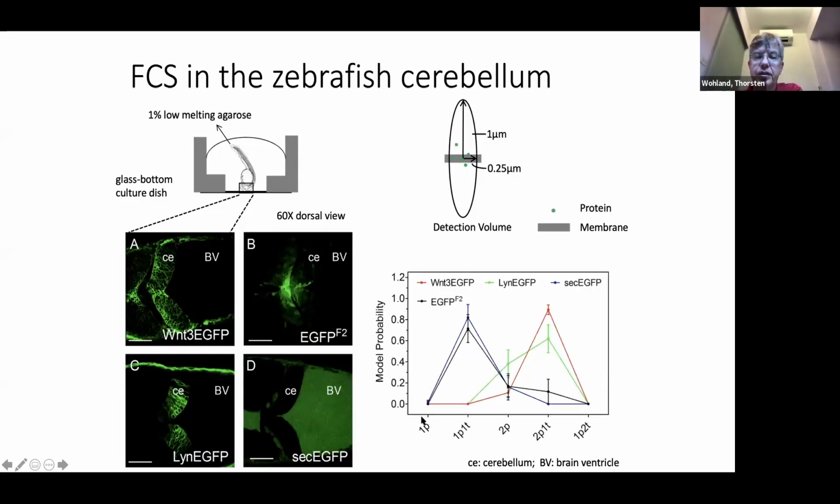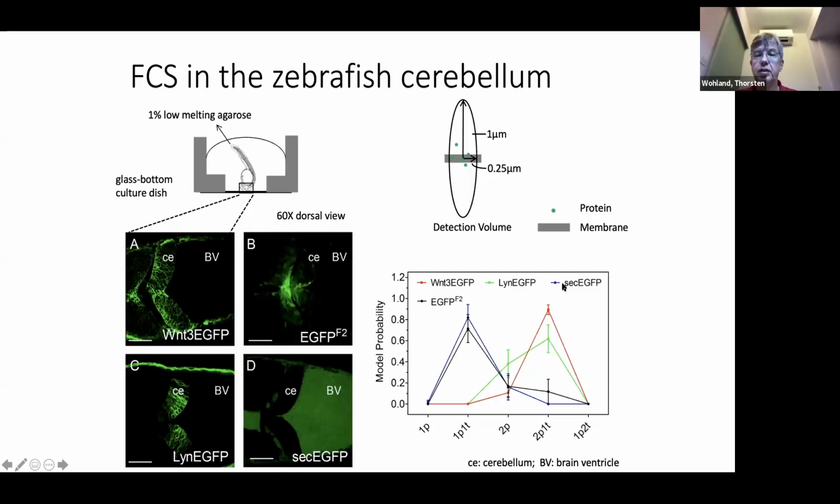So what I show you here is the different models we've tested. So 1P is a 1-particle model. 1P, 1T is 1 particle with 1 triplet, so with 1 photophysics contribution, right? A 2P would be a 2-particle model. That means we have 2 different diffusing particles. 2P, 1T would be 2 particles and 1 photophysics component, and 1P, 2T would mean we have 1 particle diffusing, but it has 2 different kinds of photophysics going on, right? And on the y-axis, you see the probability for each model.